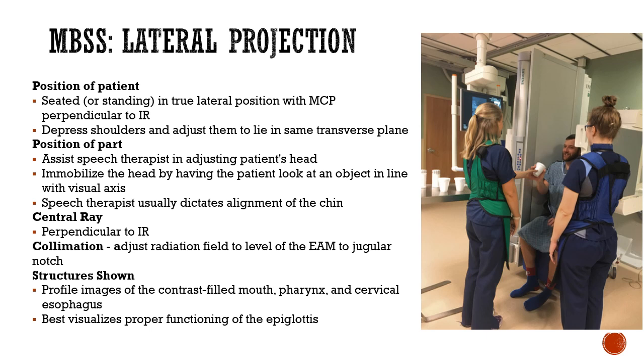Our central ray is going to be perpendicular to the image receptor. Our collimation is going to be adjusted so that the radiation field covers the level of the EAM to the jugular notch. And our structures shown are profile images of the contrast-filled mouth, pharynx, and cervical esophagus. The lateral projection best visualizes proper functioning of the epiglottis. This is an important thing to note.